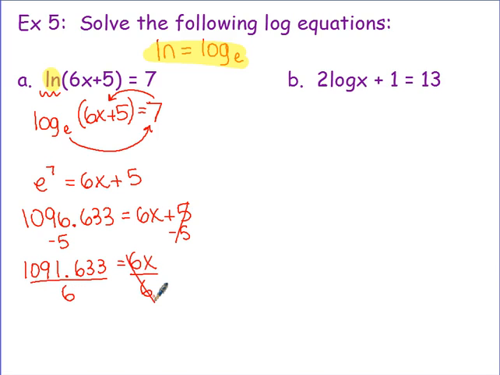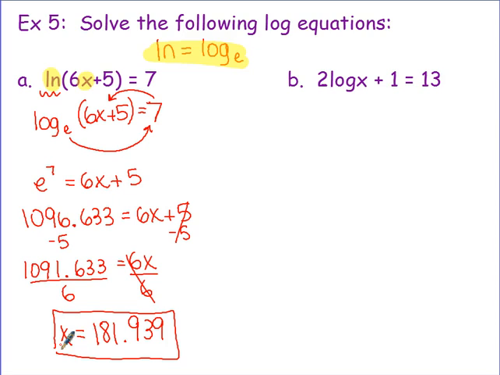And so my answer is 181.939. So let's check that answer. I have one place to check it, and that's right there. So 6 times this giant number is an even bigger number, and it's still positive. Well, if I add 5 to that already big positive number, it gets even more positive. So this does work.